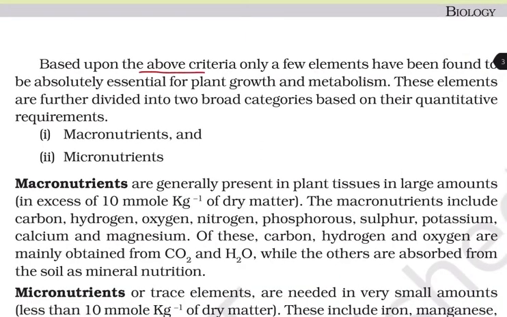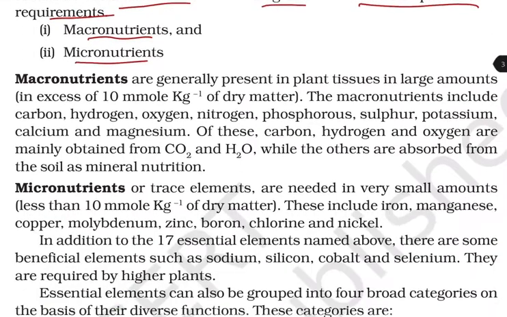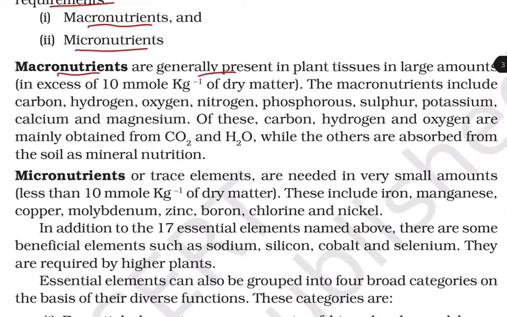Based upon the above criteria, only a few elements have been found to be absolutely essential for plant growth and metabolism. These elements are further divided into two broad categories based on their quantitative requirements: first, macronutrients, and second, micronutrients. Macronutrients are generally present in plant tissues in large amounts, that is in excess of 10 millimole per kg of dry matter. The macronutrients include carbon, hydrogen, oxygen, nitrogen, phosphorus, sulfur, potassium, calcium, and magnesium.